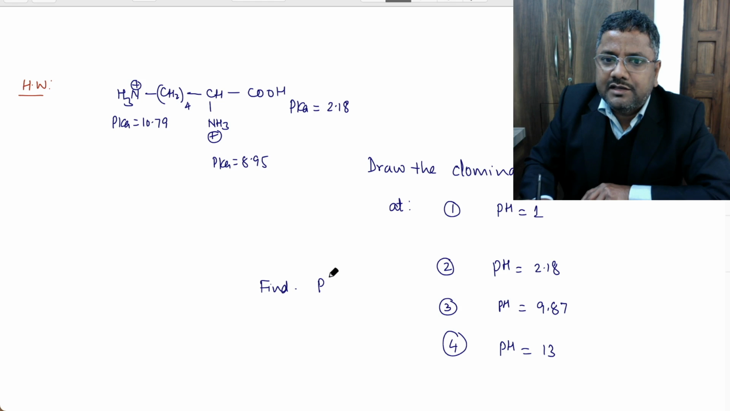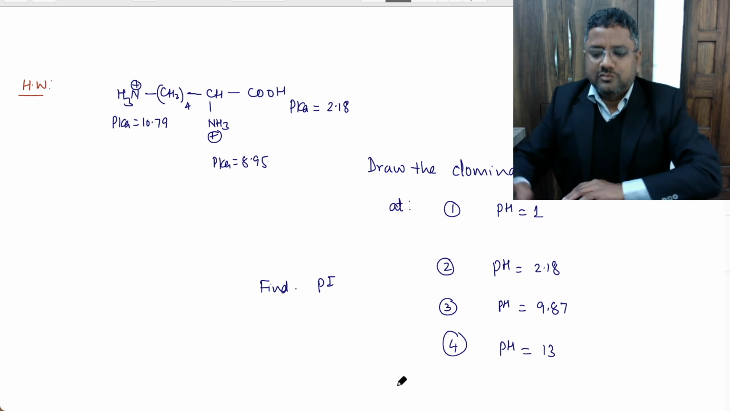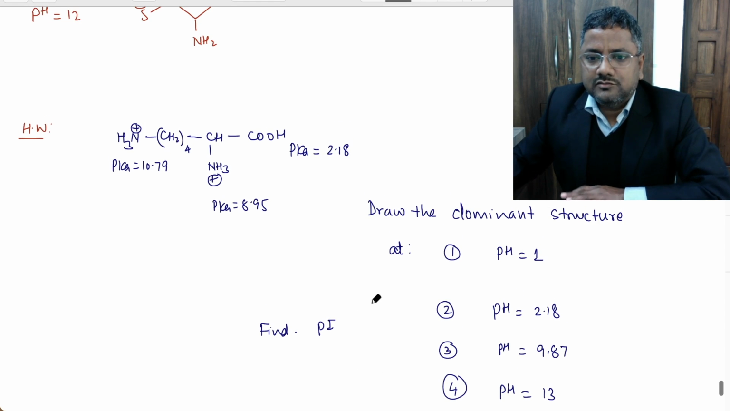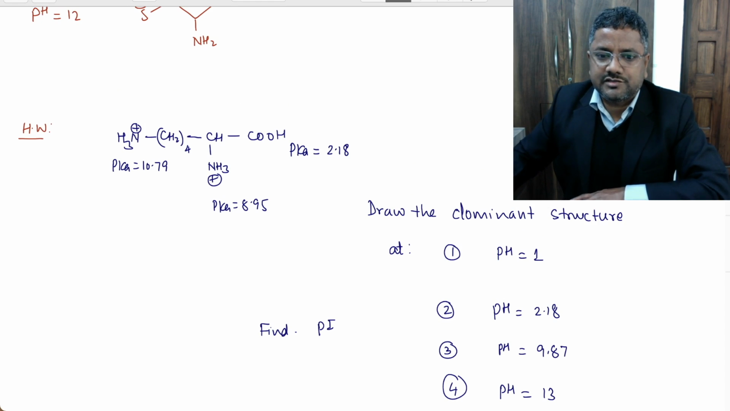Find pI. Right? So solve this problem, and let me know how to calculate this pI and the different structures, right?